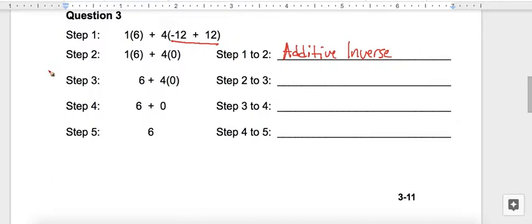Now, step 2 to step 3, the 4 times 0 stayed the same, but the 1 times 6 got replaced with a 6. So we notice we multiply by 1, so that's the multiplicative identity.